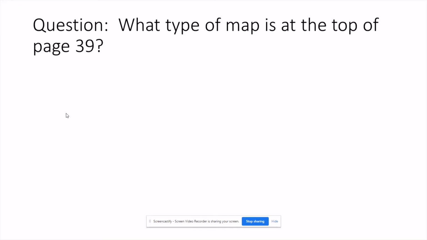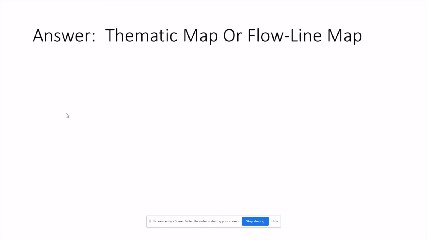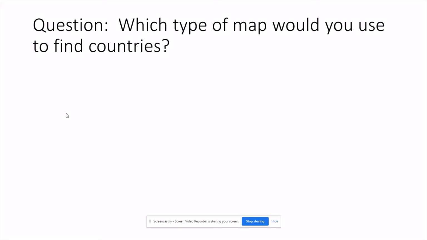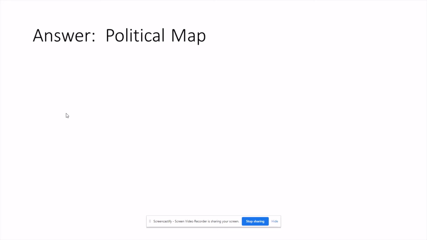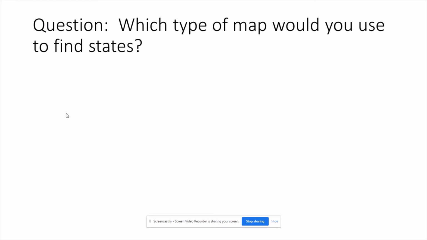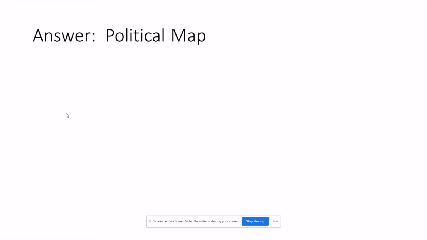Question: what type of map is at the top of page 39? Answer: it's a thematic map or a flow line map. Question: which type of map would you use to find countries? Answer: political map. Question: which type of map would you use to find states? Answer: political maps. Countries and states are made by humans, not by nature. Therefore, they're on a political map.